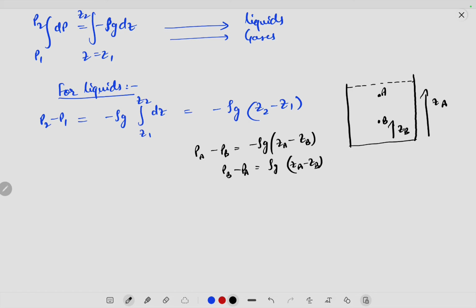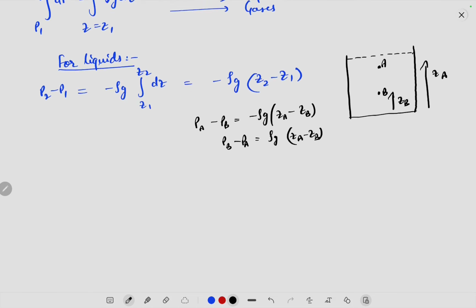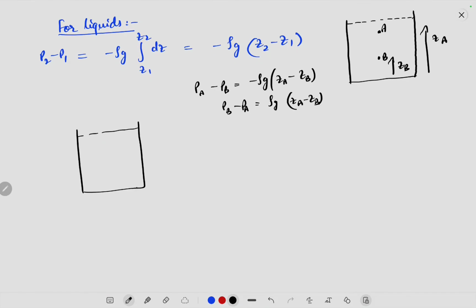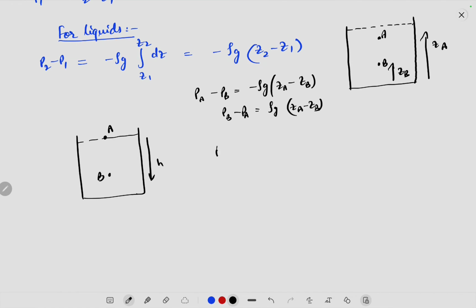Okay, now let's assume that this A is actually on the free surface. So let's say this A is on the free surface and B, okay, so let's again just change the figure a bit. So this is your fluid, in some vessel. Now A is here and B is at some depth h. So just like that we can write PB minus PA equal to rho gh, right?